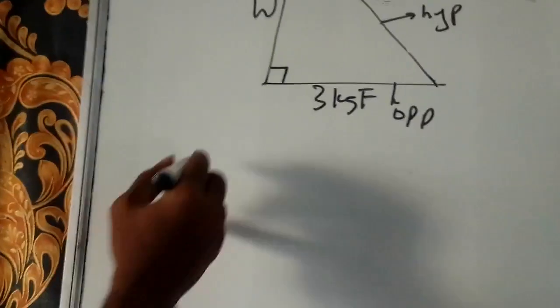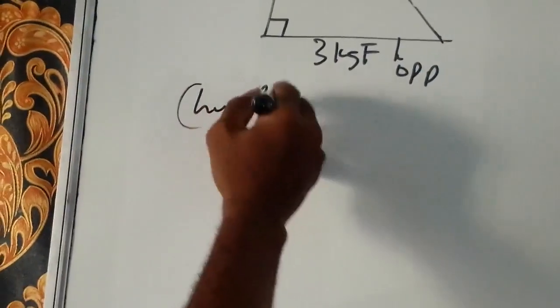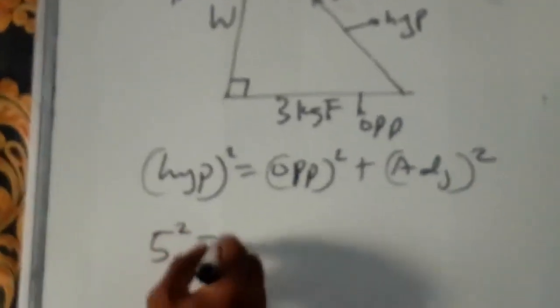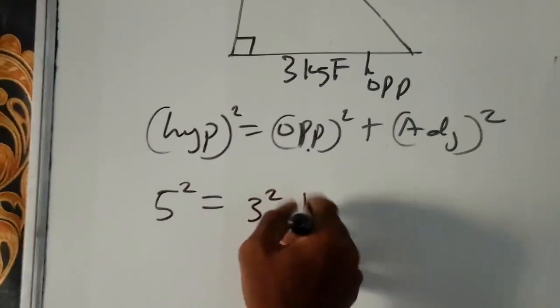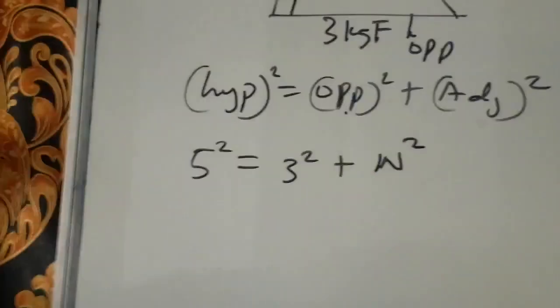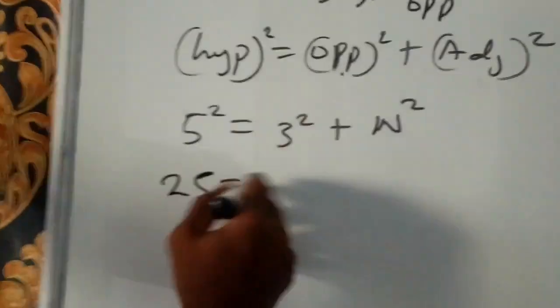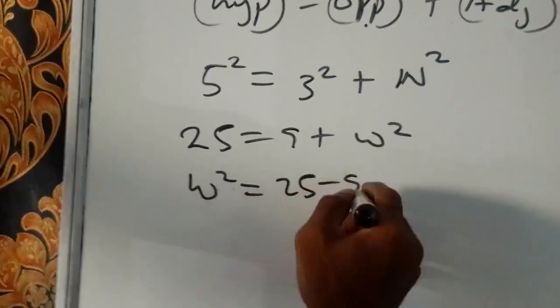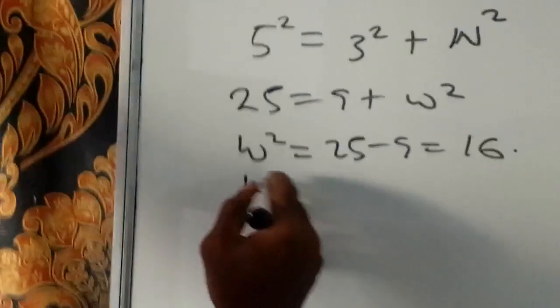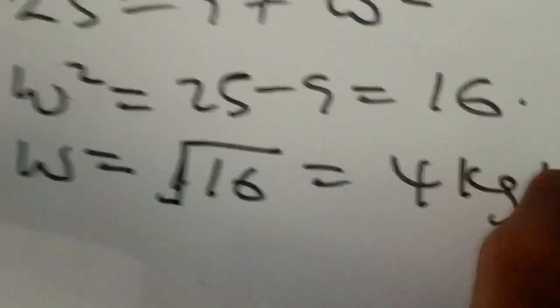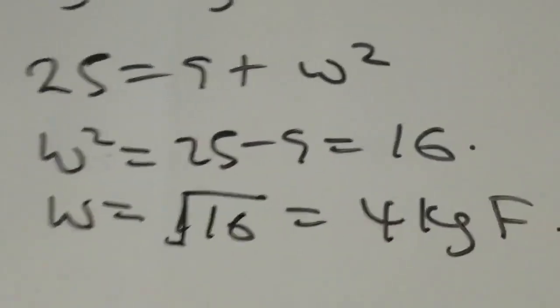We say that the hypotenuse squared gives us opposite squared plus adjacent squared. The hypotenuse is 5, so 5 squared; opposite is 3, so 3 squared. Adjacent is the weight, W squared. Solving this, we have 25 equal to 9 plus W squared. So W squared becomes 25 minus 9, which is 16. So W now becomes the square root of 16. That gives us 4 kilogram force. So our weight is 4 kilogram force.